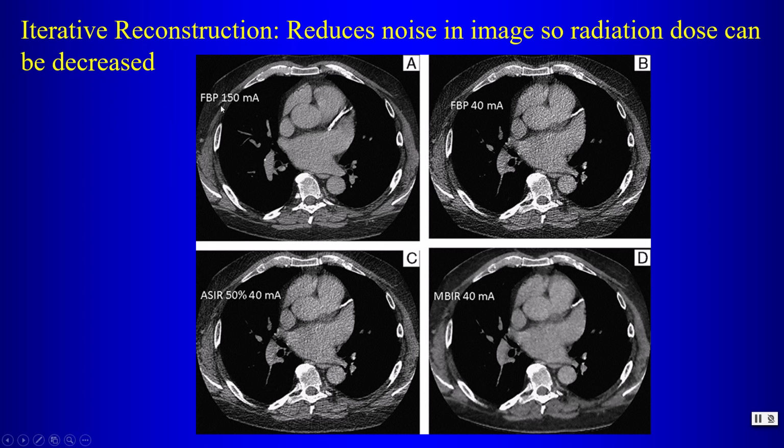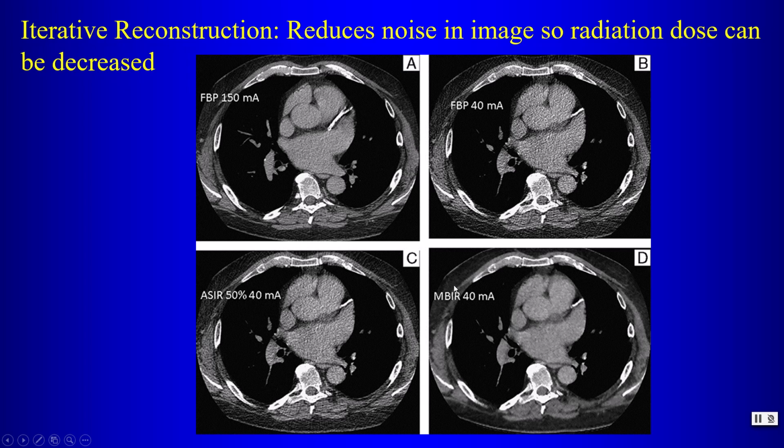So here we have an image with filtered back projection at 150 mA and filtered back projection at 40 mA, and you can see that it's much noisier at 40 mA compared to 150, as you would expect. But then when we look at these images reconstructed with iterative reconstruction here, using again 40 mA and much less dose than we have here for our filtered back projection images, you can see that the image quality here is somewhat better than the image quality here at 40 mA.